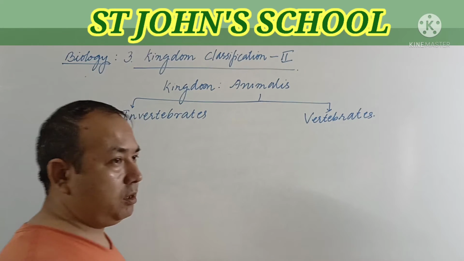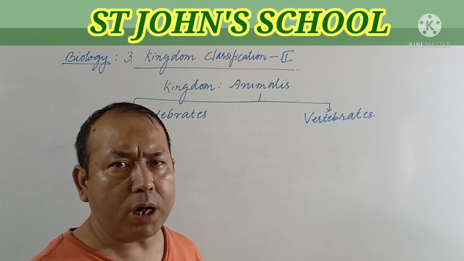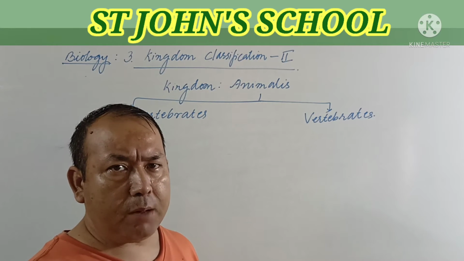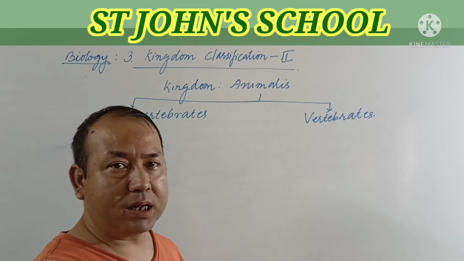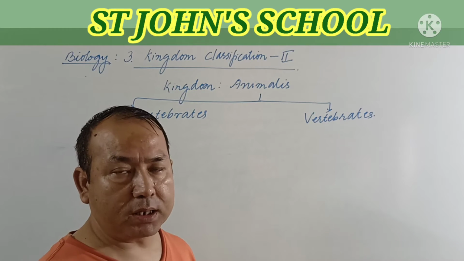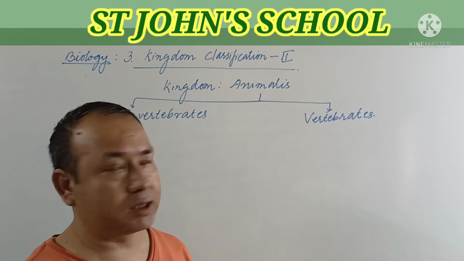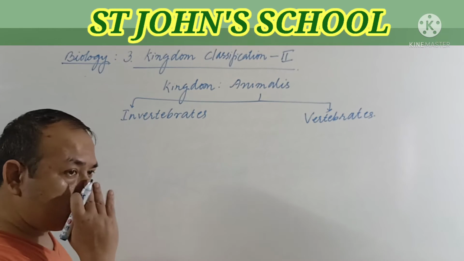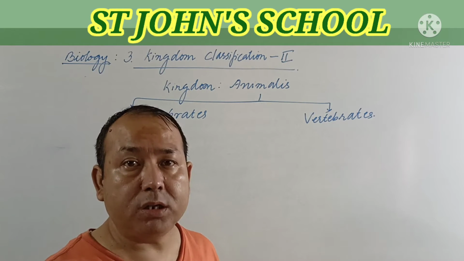Now see, on what basis have they been categorized under two different groups? If the animals have the backbone, then they are categorized under the group vertebrates. If they don't have the backbone, then they are categorized under the group invertebrates. So invertebrates mean those animals without the backbone. Vertebrates mean those animals with the backbone.